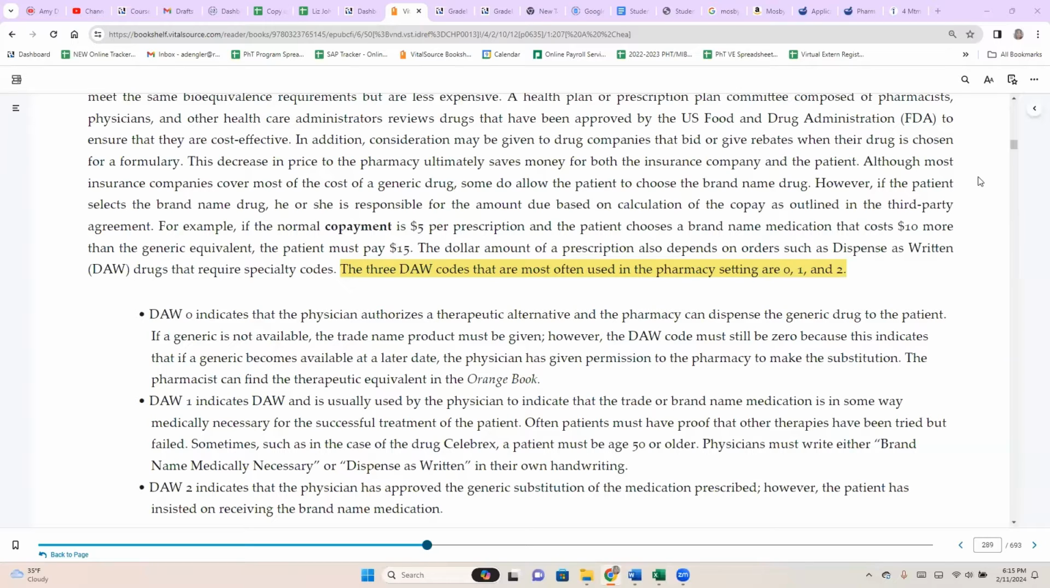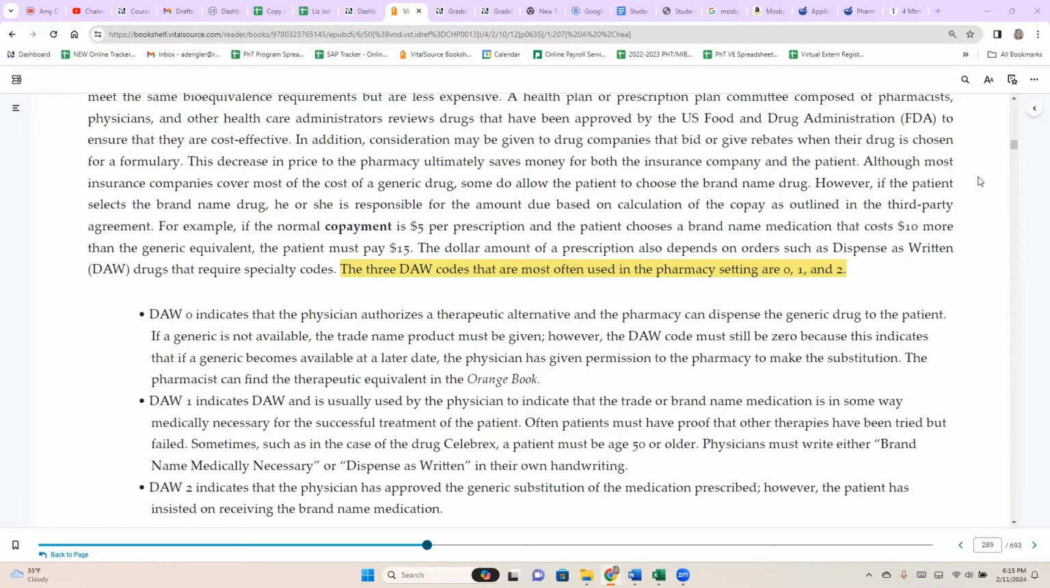DAW 0 indicates that the physician authorizes a therapeutic alternative and the pharmacy can dispense the generic drug to the patient. DAW 1 indicates dispense as written and is usually used by the physician to indicate that the trade or brand name is in some way medically necessary for the successful treatment of the patient.